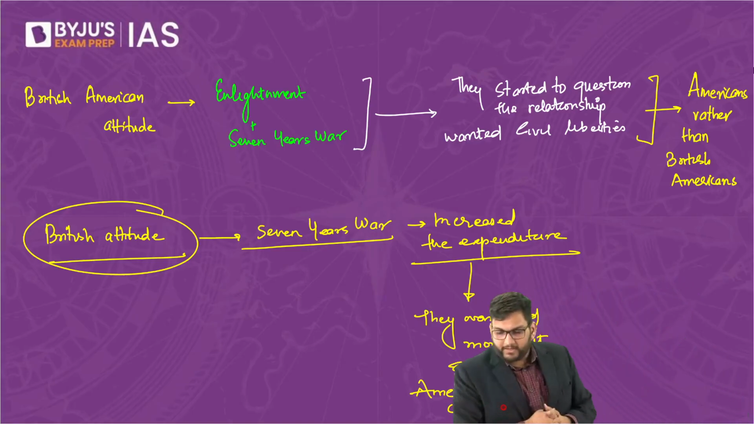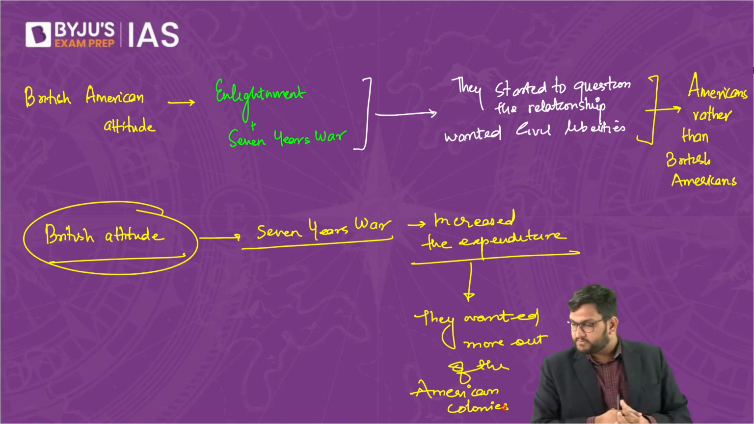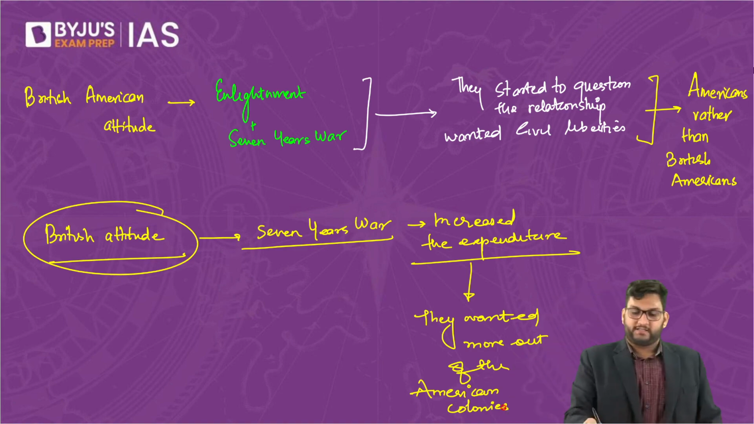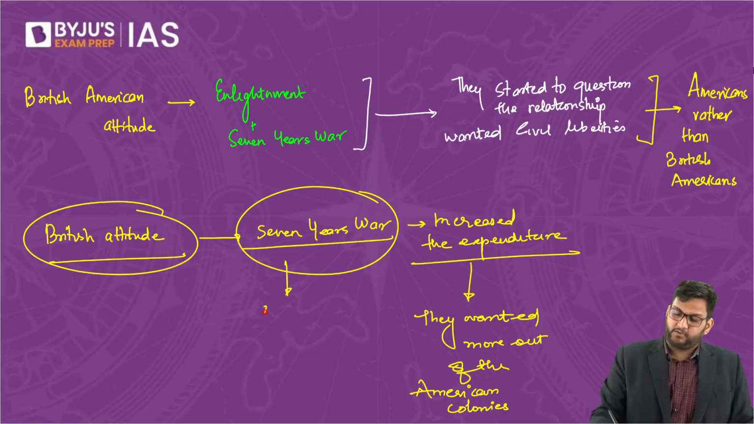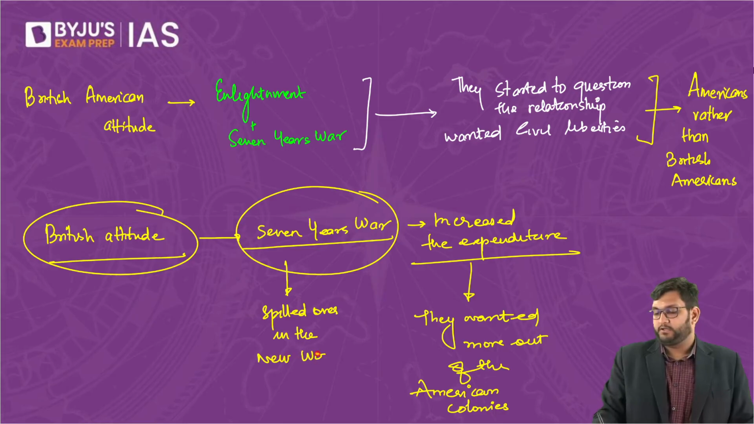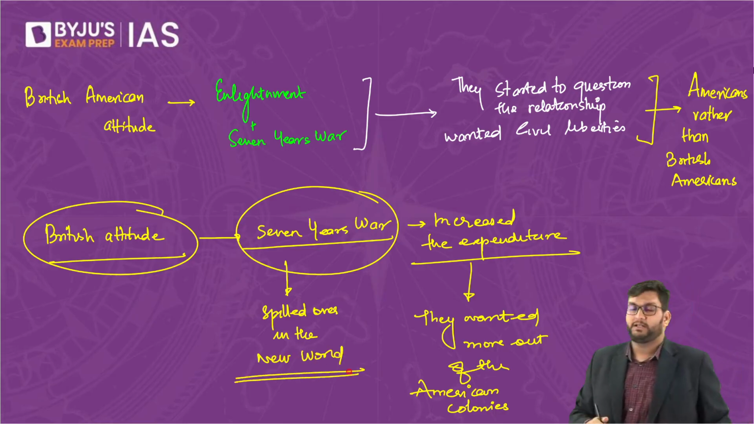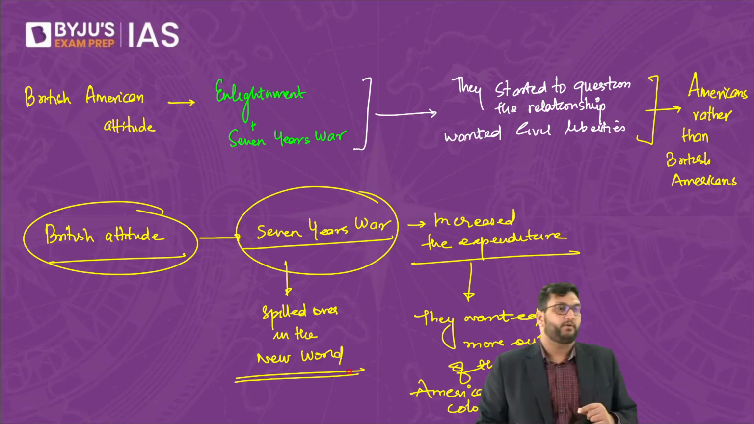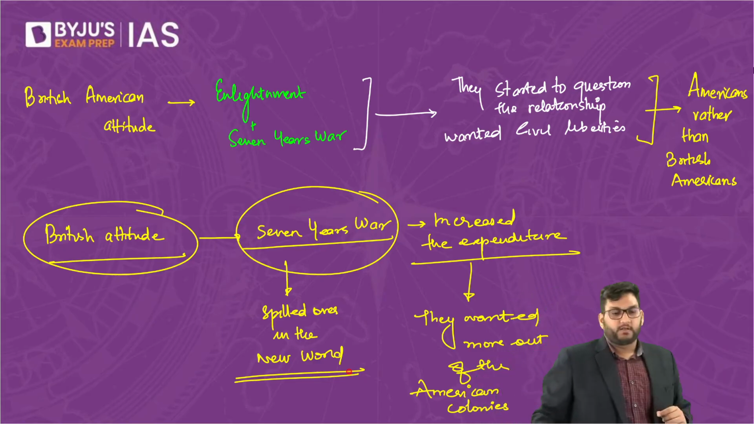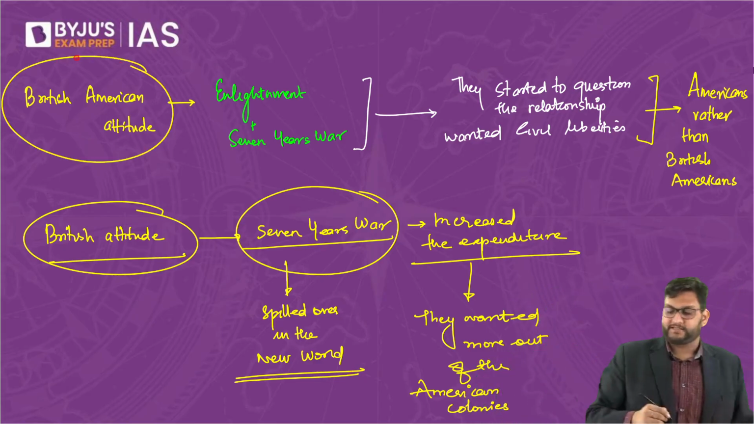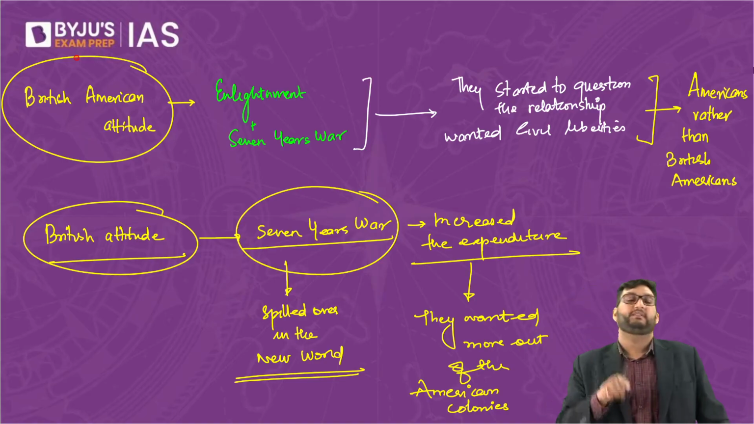So, why only the 7 Years' War? Many wars happened until this point, but the 7 Years' War spilled over into the New World. No other war till this point has spilled over into the New World. It is only this war which spilled over into the New World. So this is where we stopped yesterday. I hope you remember this point.